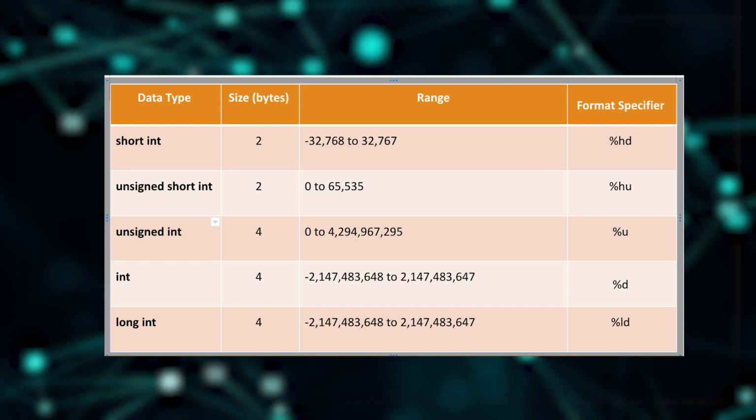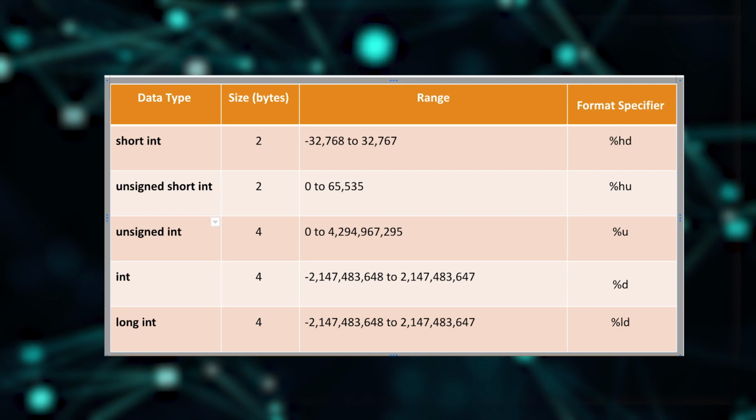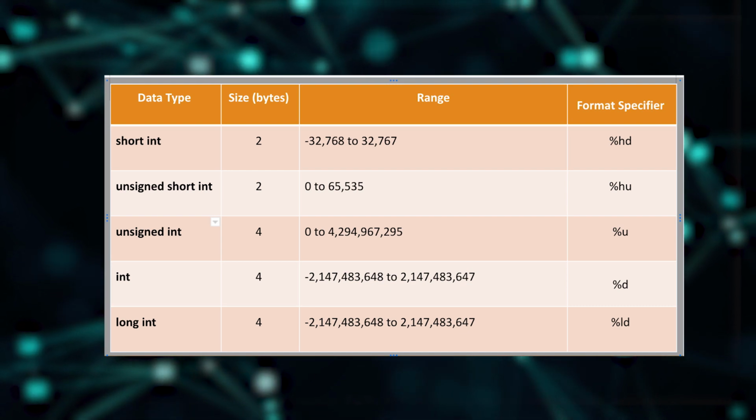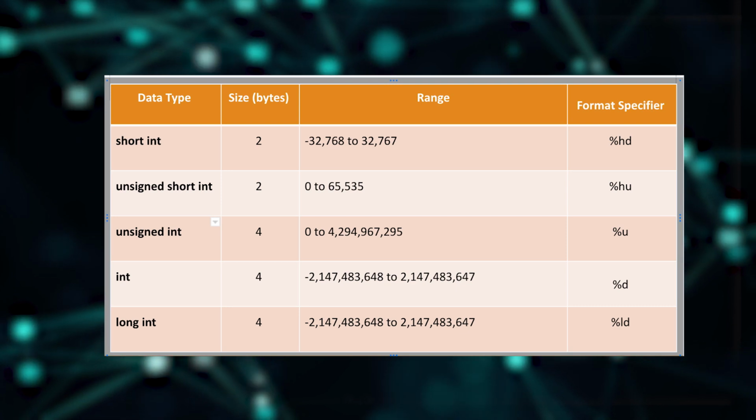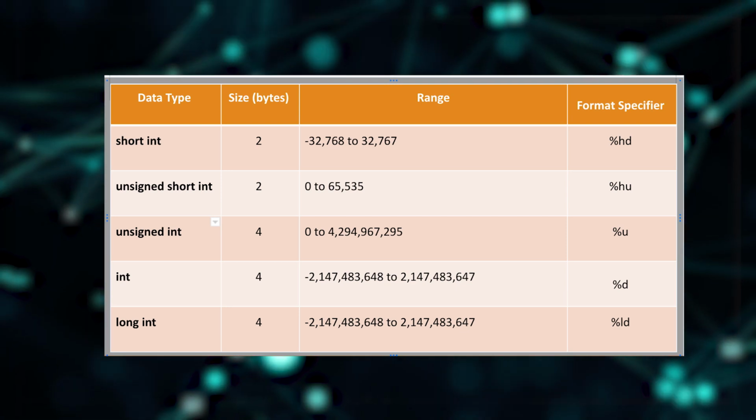And the second is unsigned short int. The size is 2 bytes. We can see the range. These are the positive numbers, that is from 0 to 65,535, and the format specifier is %hd. Likewise, we have categorized different data types in this table.